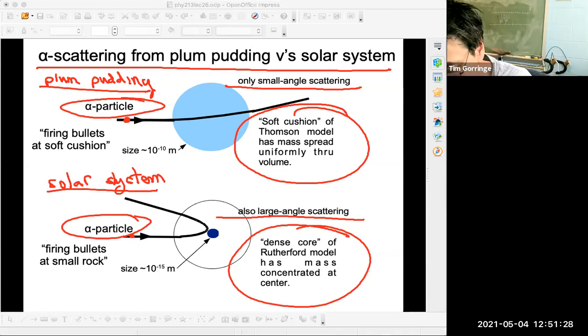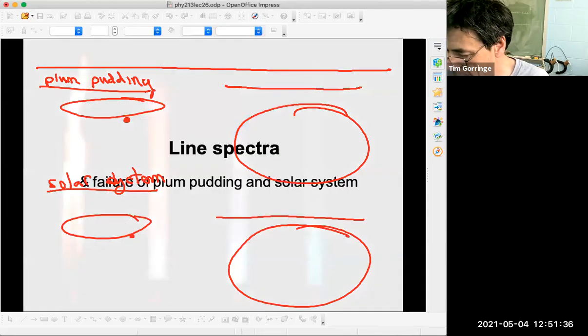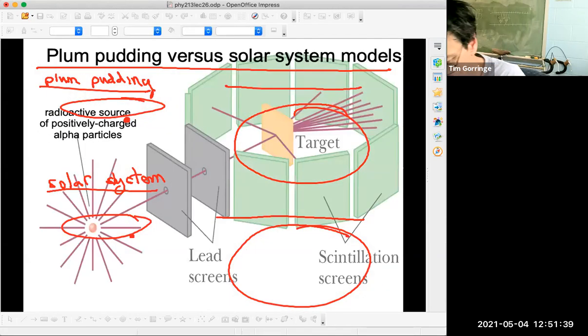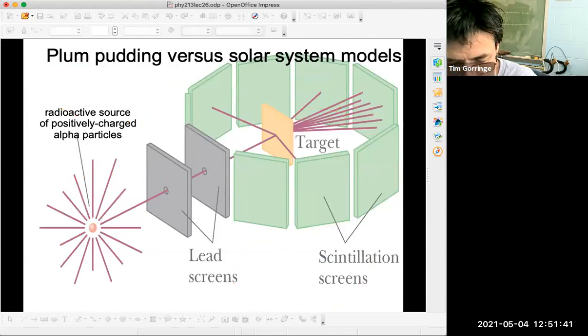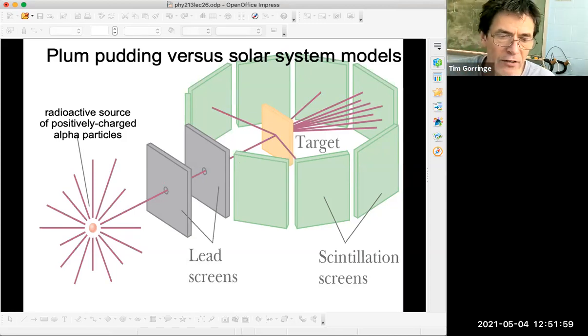And when the experiments were done, what they saw was, well, yeah, there was mostly small angle scattering. That's these alpha particles up here in the top right. But occasionally, look at this guy here, or this guy here. These are large angle scatterings. And so that was the success of the solar system model over the plum pudding model.